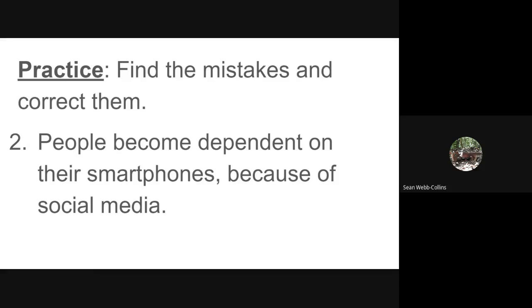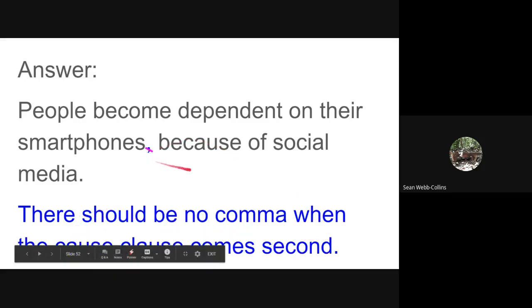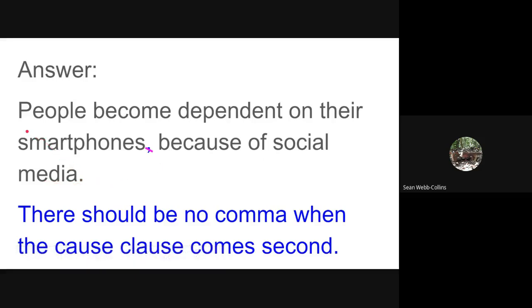Right, let's look at the answer. Let's see if there are any mistakes to find. And the answer was that, yes, we did not need the comma because the cause clause comes second, because of social media. People become dependent on their smartphones is the main clause, so we do not need a comma to separate it from the dependent clause.